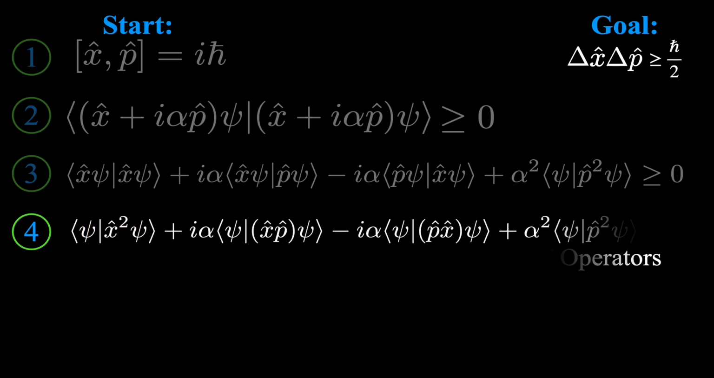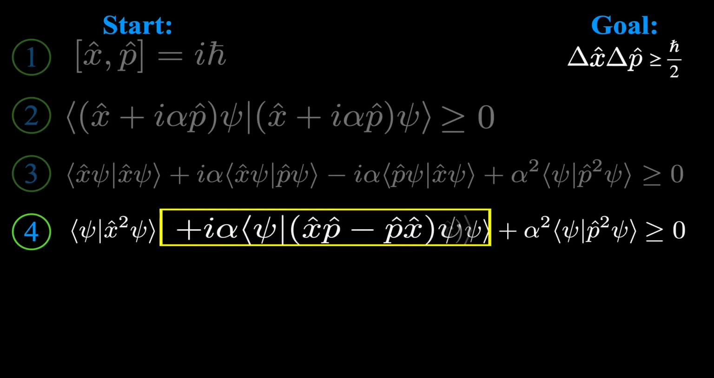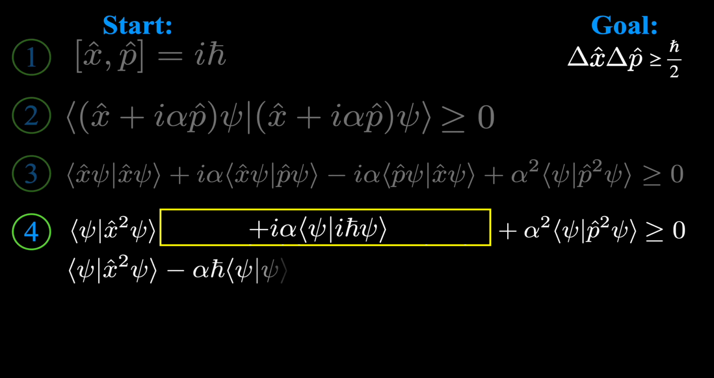This means that we can bring every instance of both x and p from the first slot into the second slot. Now the middle terms contain the commutator of x and p, so we can use the canonical commutation relation to replace it with i h bar. Taking i h bar out of the inner product reduces the expression to this.